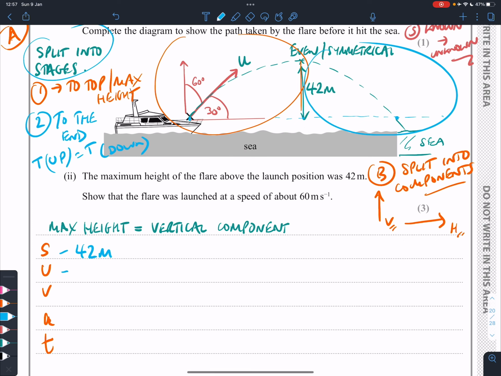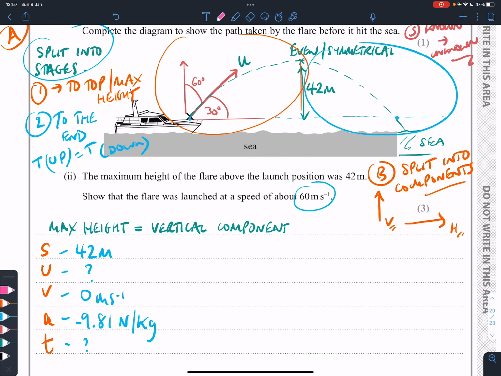The initial velocity, we don't know that. We will be showing that it's about 60 meters per second, but we don't know what the initial velocity is yet. Now, the final velocity, we do know this is 0 meters per second because it's reached the top. The acceleration we know is 9.81 newtons per kilogram, minus, as its acceleration is down. We don't really ever have to worry about that. Time, we don't know, and we don't need to know because we've got S, U, V and A.